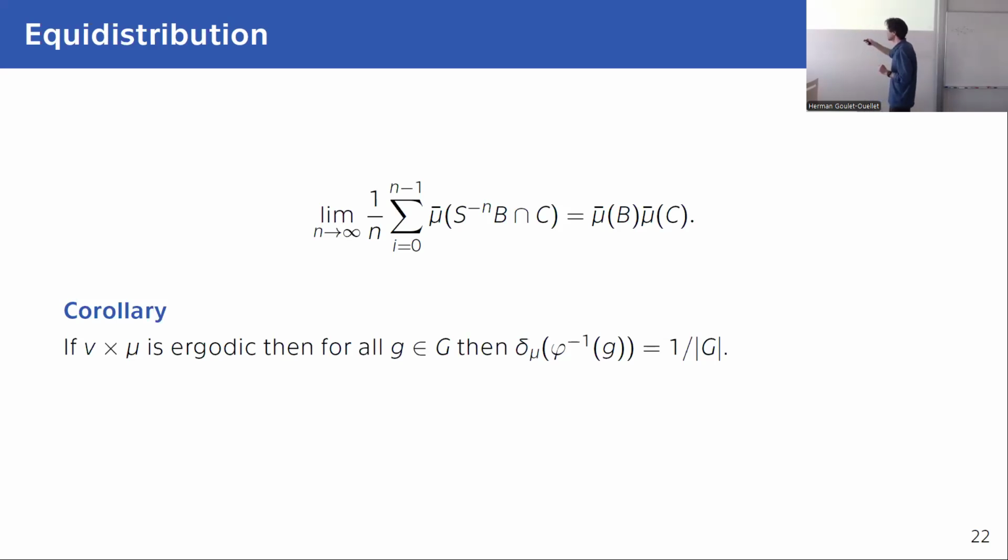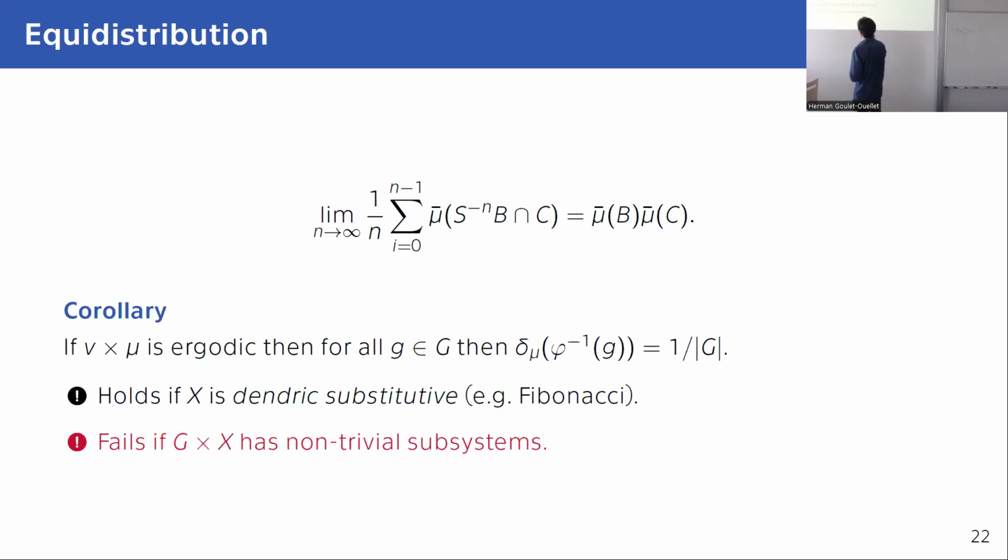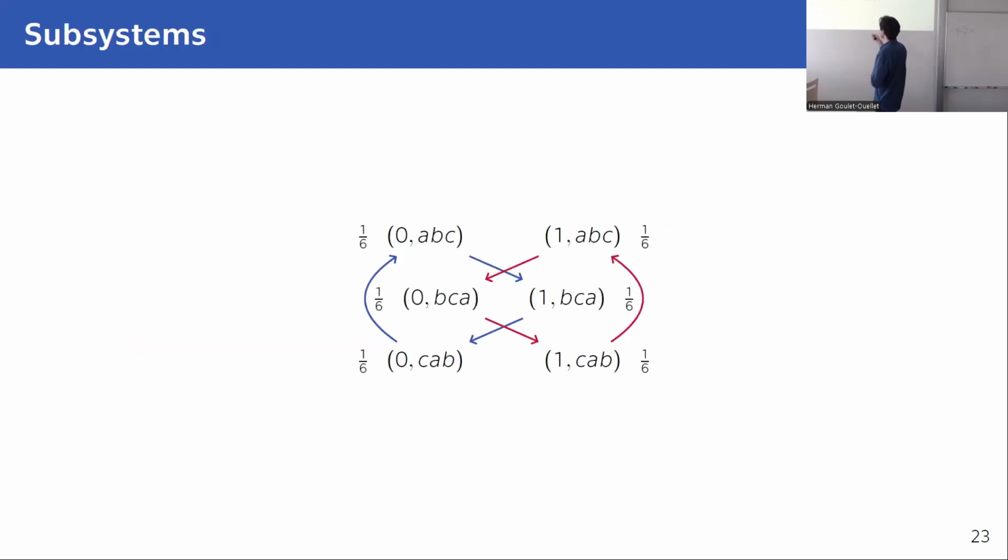And so when it happens that you lift to the skew product and this becomes ergodic, then you get this equidistribution result. It holds for Fibonacci and for a very wide class called dendric substitutive, which I won't go into. But in general, it fails if G times X has non-trivial subsystems. And so we've seen an example.